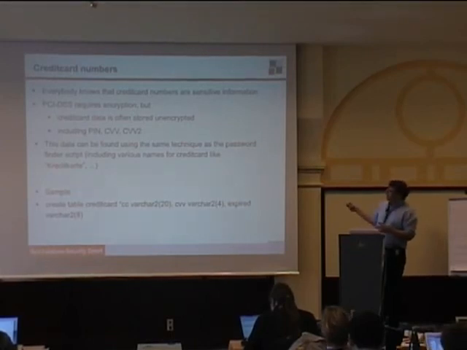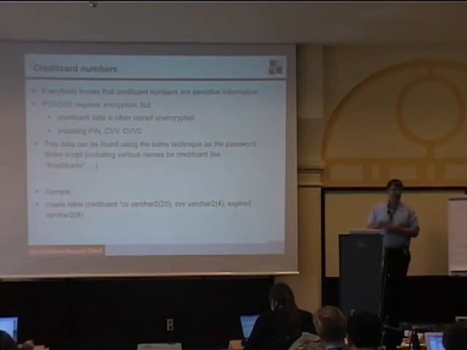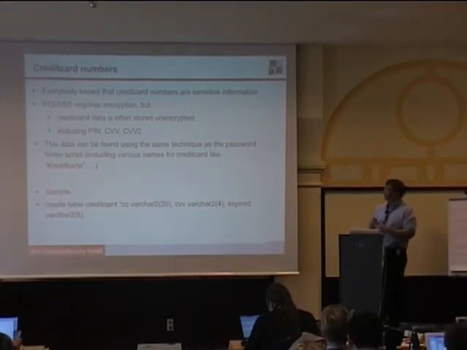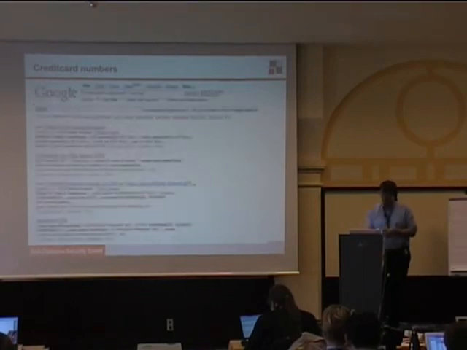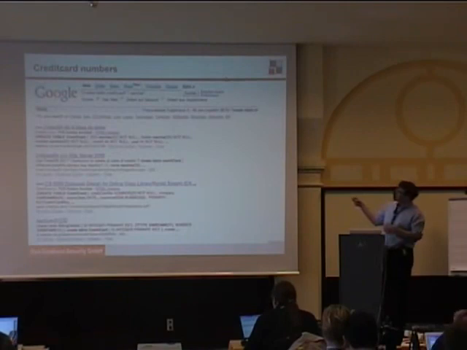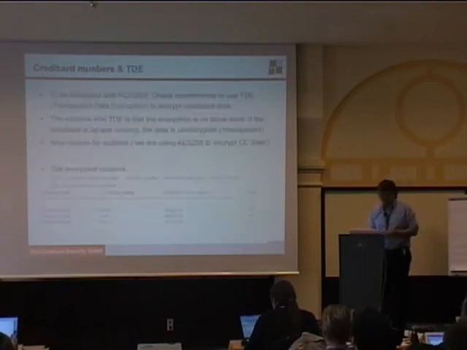And it's clear that people are not only using the column name credit card to store credit cards, they are also using their local variant. So using an online dictionary, you can also convert this. A typical credit card table looks something like this: credit card, CVV, and expired. If you search this in Google, you also see people are storing this quite often in the database.